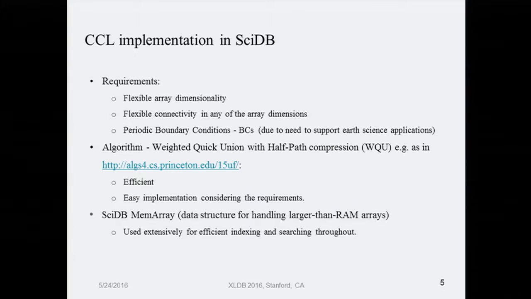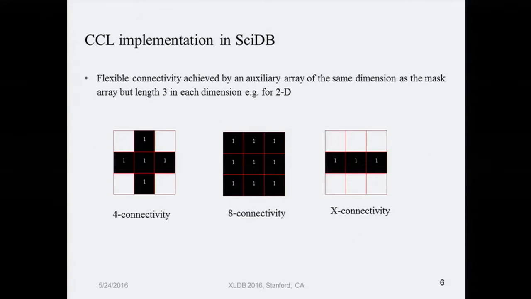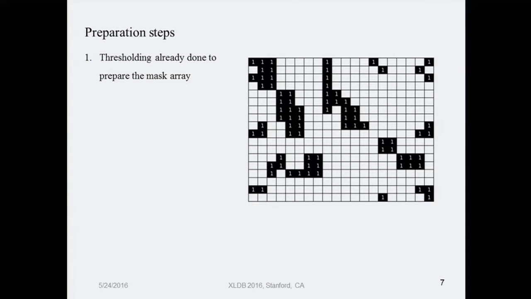And we have this set of requirements. For us, it has to be flexible in terms of connectivity, and we want to be able to handle periodic boundary conditions because, again, sometimes we do wrap around the globe. This is just some figures showing how we enforce connectivity. You may wonder, why do you want the connectivity? Sometimes we want to identify cells that span through just time before we go ahead and group together in space and time.